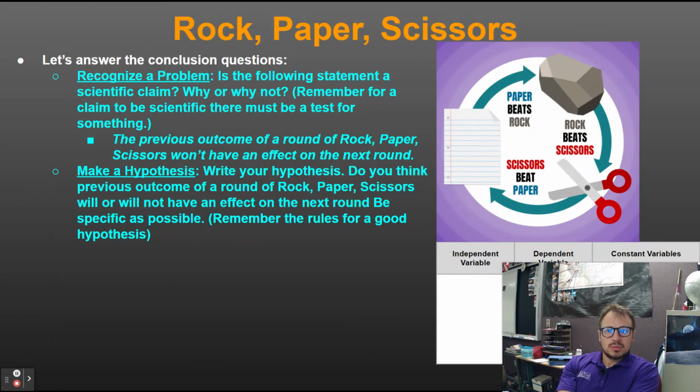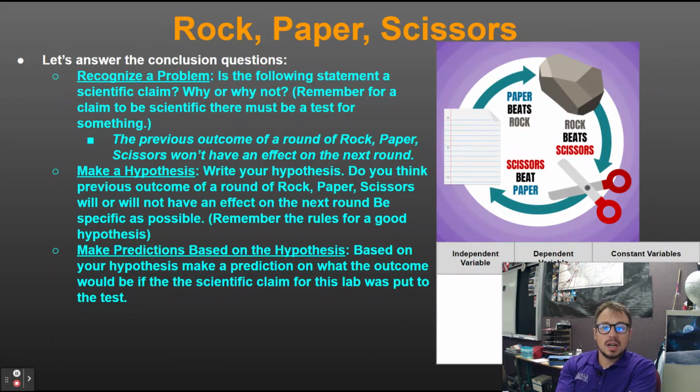Now, we make a hypothesis, write your hypothesis. Do you think the previous outcome of a rock, paper, scissors will or will not have an effect on the next round? So we need to be as specific as possible. So like I would say, yes, it would. I think maybe people, if they win, they tend to do this. If they lose, they tend to do this.